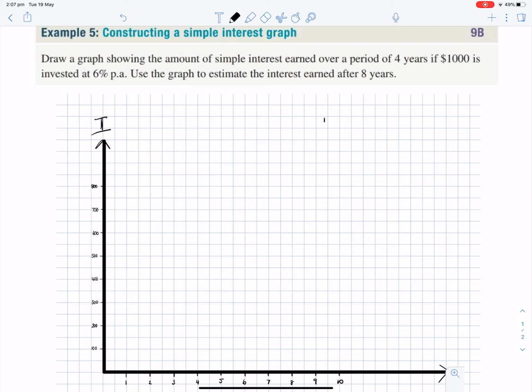So draw a graph showing the amount of simple interest earned over a period of 4 years if $1,000 is borrowed at 6% per annum. Use the graph to estimate the interest earned after 8 years. So interest equals PRN. Always start with that formula.